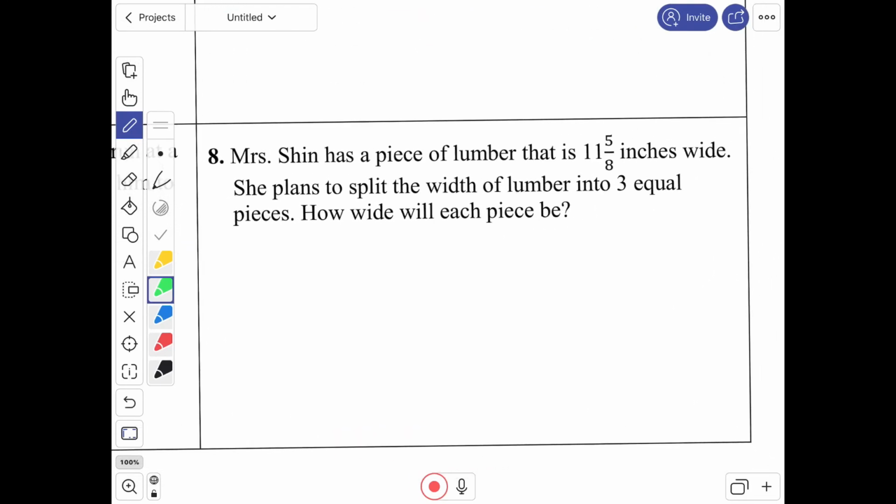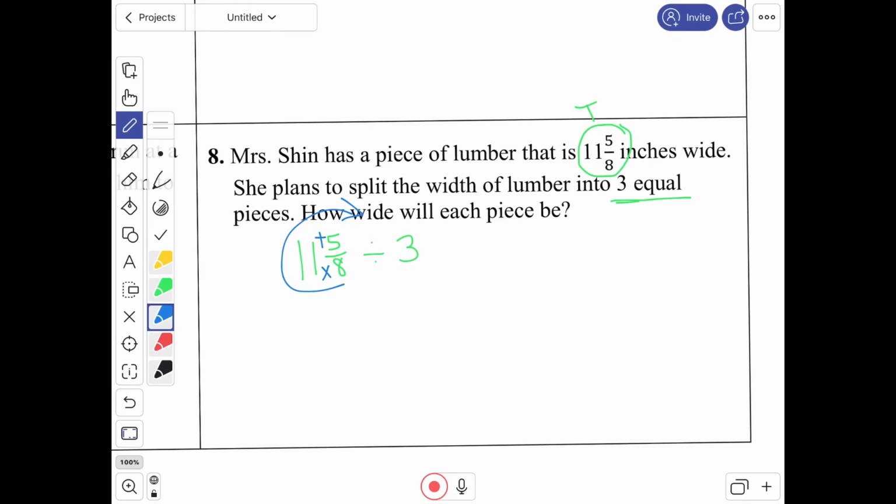Let's look back at number 8. Mrs. Shen has a piece of lumber that is 11 5/8 inches wide. She plans to split the width of lumber into 3 equal pieces. How wide will each piece be? 3 equal pieces. So this is my total. And this is what I'm dividing by. So it's 11 5/8 divided by 3. Remember, don't do too many steps at one time. Let's change all of these to fractions first.